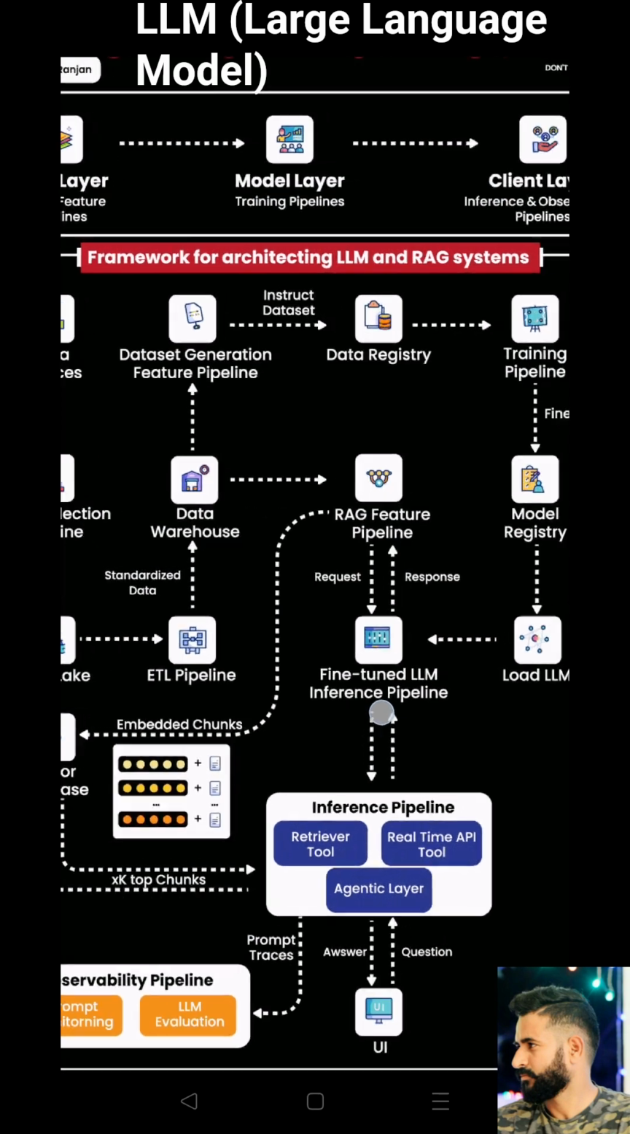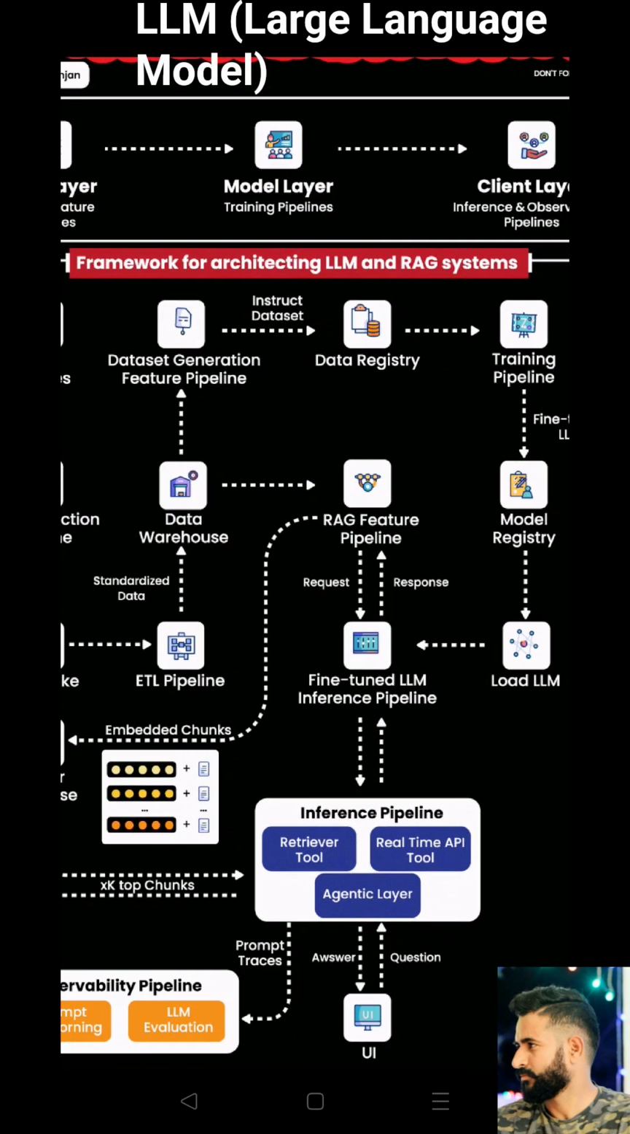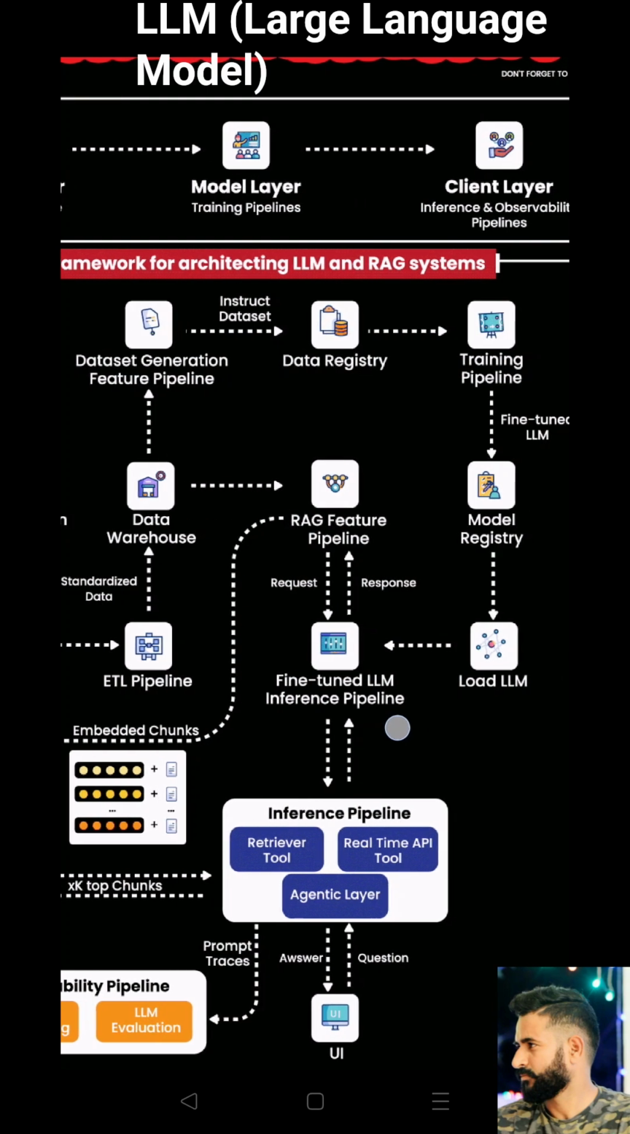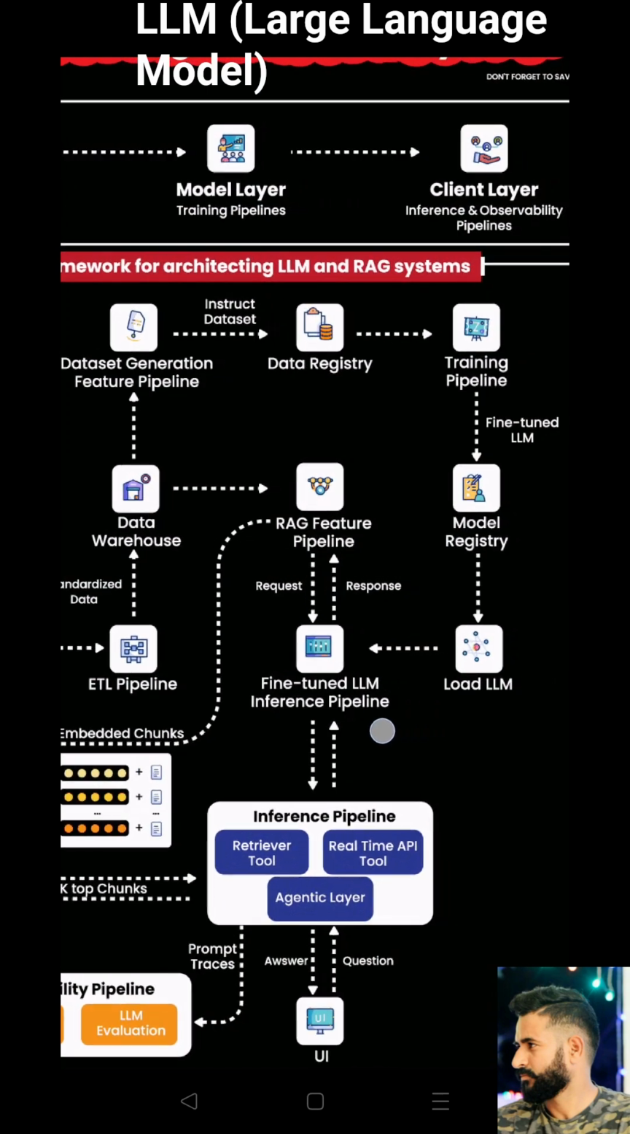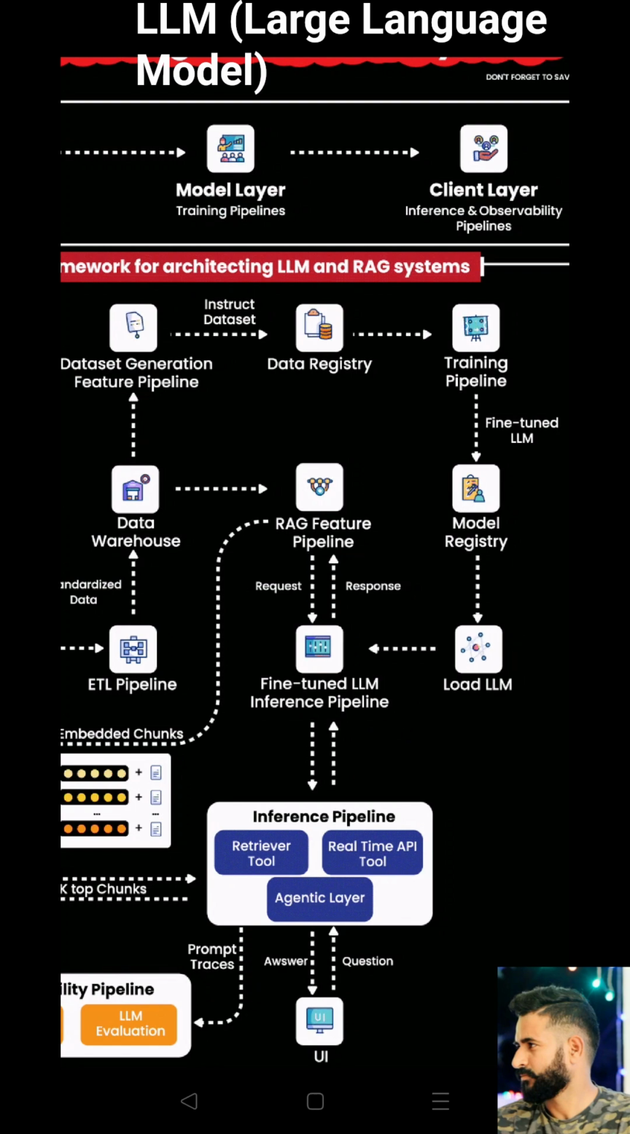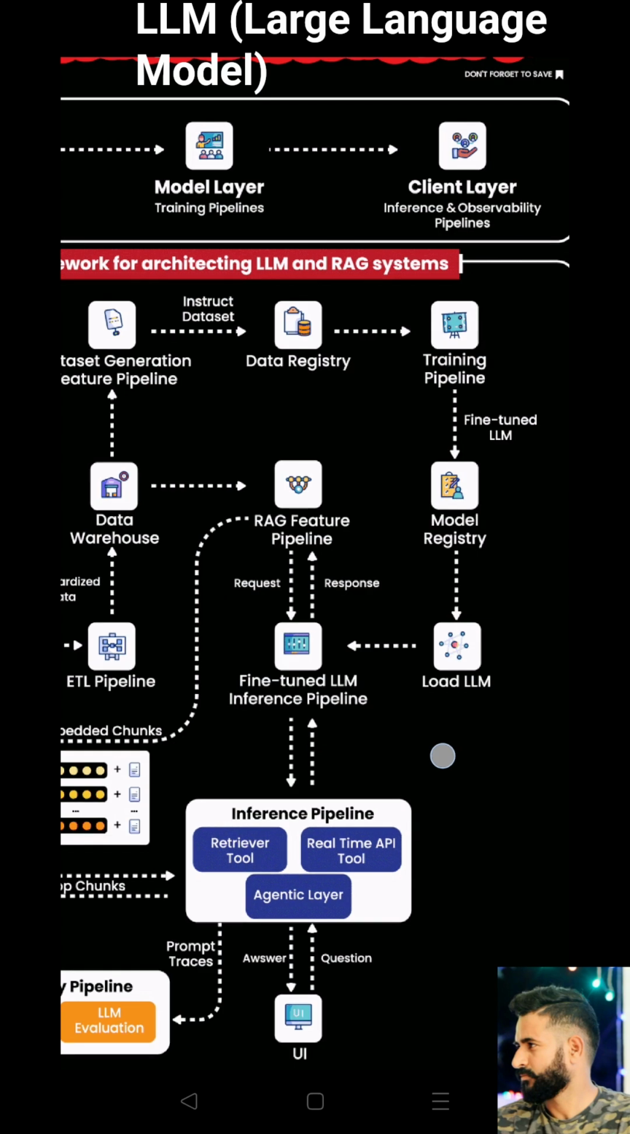Embedded chunks. The standardized data is broken down into smaller, embedded chunks. Vector database. A database that stores the embedded chunks, enabling efficient similarity searches. XK top chunks. The top relevant chunks retrieved from the vector database based on a query.